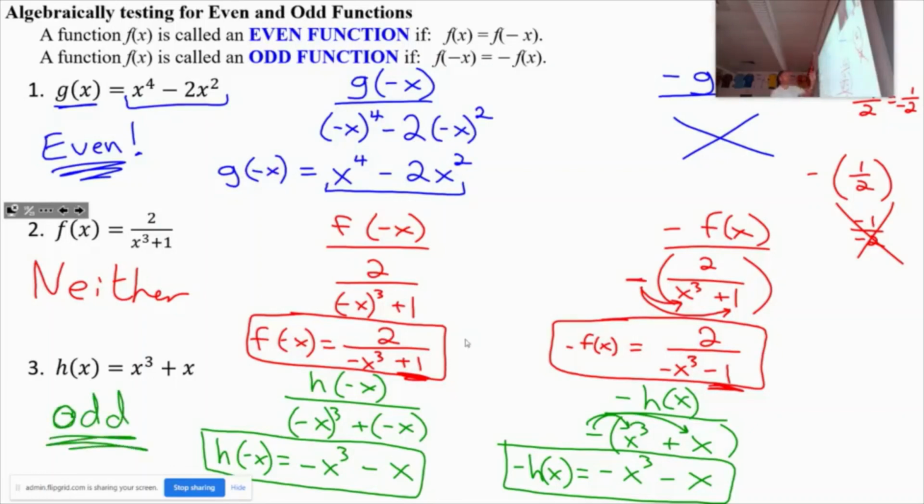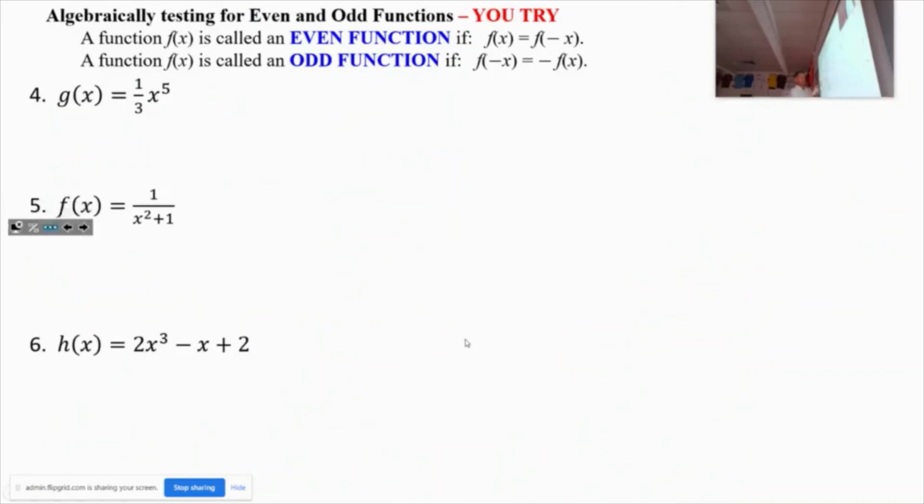So, all right, we have an example of even, an example of neither, and an example of odd. Your turn to try a couple out. So I want you to pause the video, try these three out, use the same strategies I did. Make sure every column requires 2 steps, right? First step, and then simplify every time. So pause and try it.